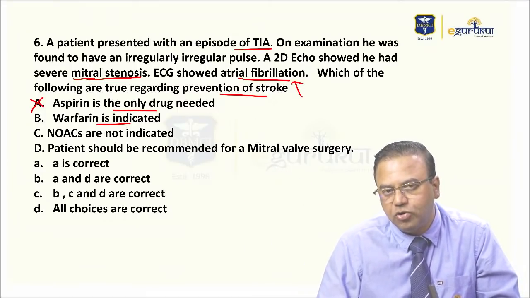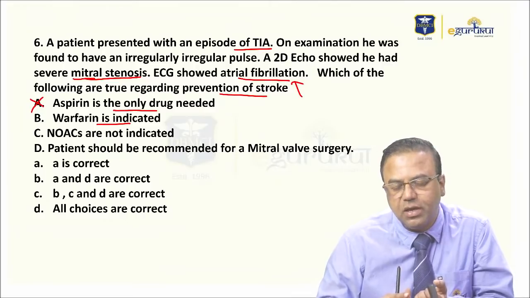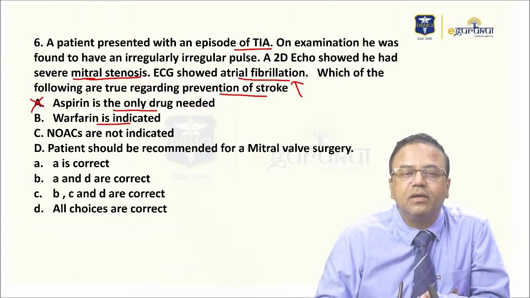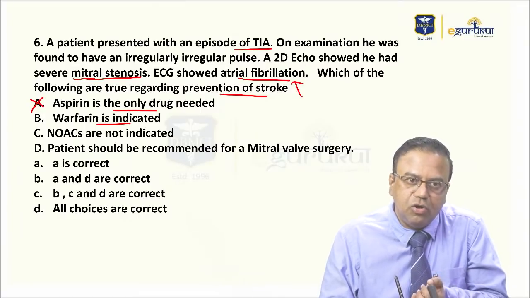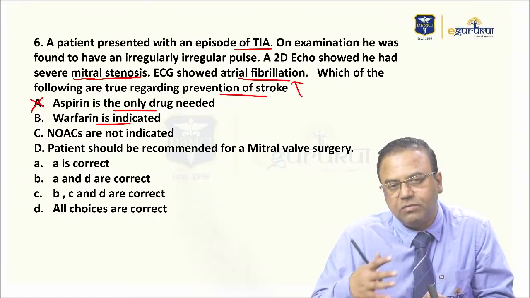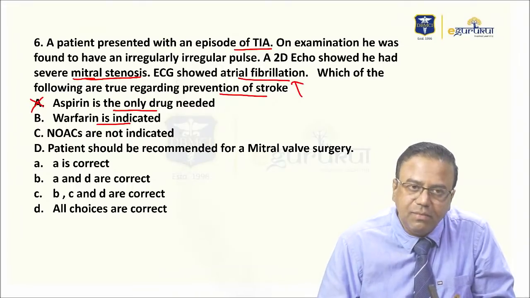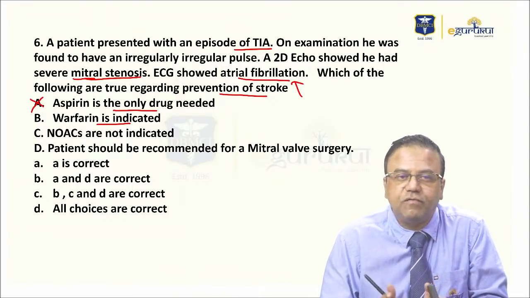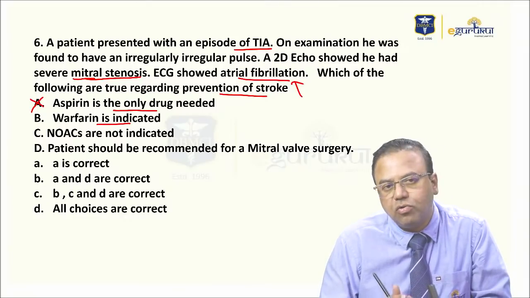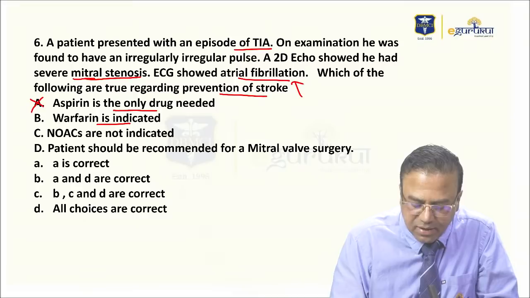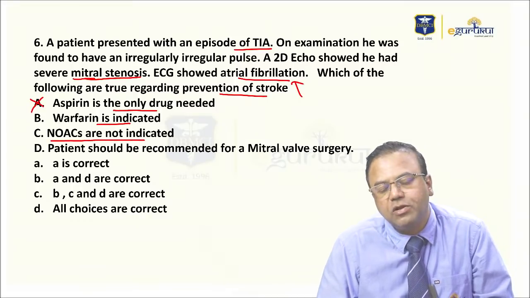The important point is two conditions, mitral stenosis and mechanical valve. For these two, the risk was so high that nobody even used NOACs in the trials. In fact, in the trials for NOACs, these two conditions were left out. Because the risk of formation of a clot and stroke is so high, new drugs could not even be tested on that. So this is the reason why NOACs have not been approved for mitral stenosis.